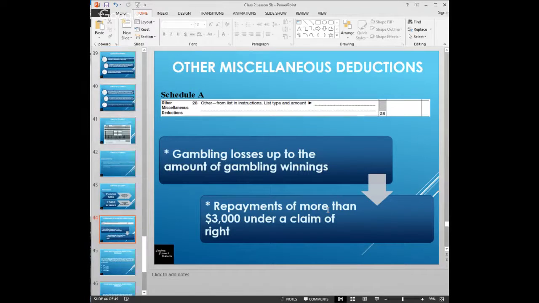Where it says other miscellaneous deductions, a couple of those would be gambling losses or the repayments of more than $3,000 under a claim of right. So if you have something that you have to provide someone else and you are paying, such as the gambling losses, you would include that here on line 28.